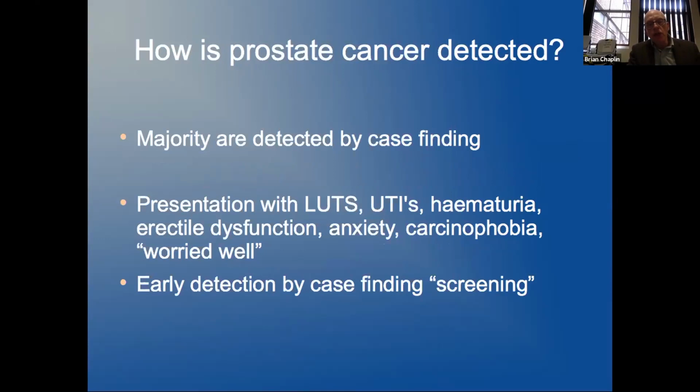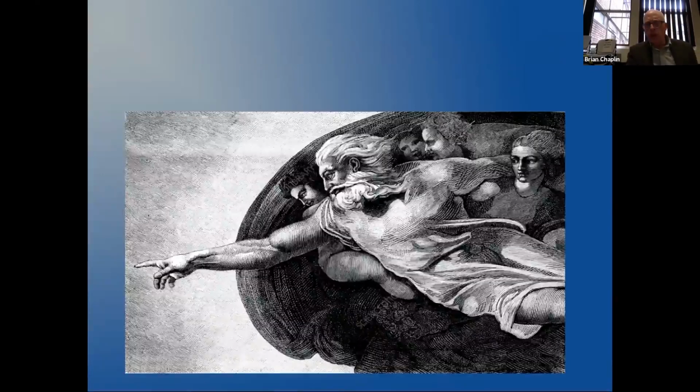So we would term this early detection of prostate cancer by finding these cases, which is a form of screening, but which is very different from population-based screening, which I'm going to come to in a minute. So what do we do with these patients when we see them?